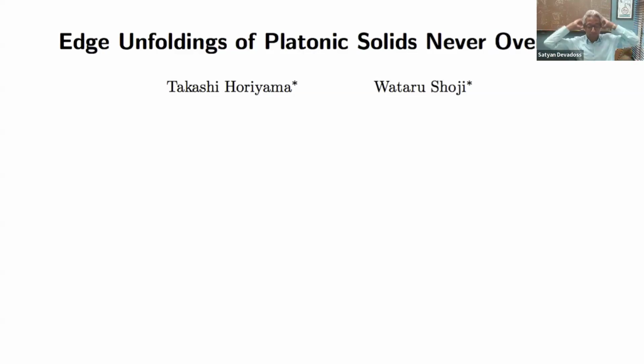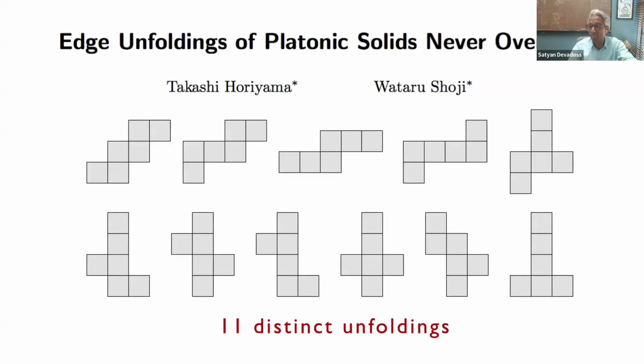And here's the paper that was presented by Horiyama and Shoji. They said, edge unfoldings of Platonic solids never overlap. So let me translate that. What they showed is that not only is there an unfolding, like a net, for the Platonic solids, like we showed here, but every unfolding is a net. In other words, you could be as lazy as you want, and every spanning tree you could imagine will work. And so for the cube, there are 11 distinct unfoldings. Each one of them, right here, I'm going to show you the 11 right here, and they're all nets. None of the flaps overlap.